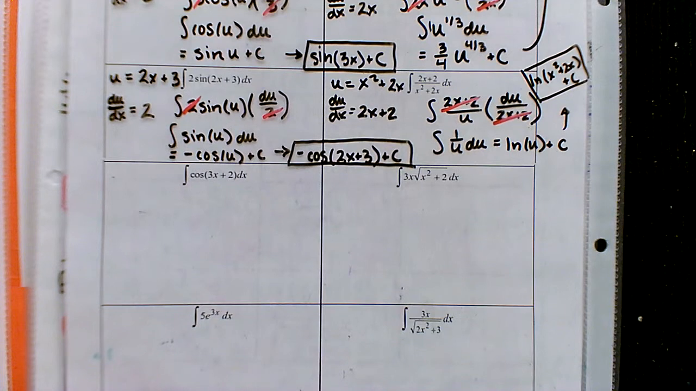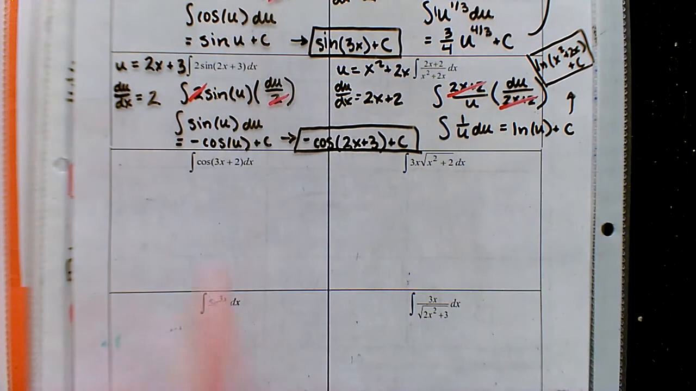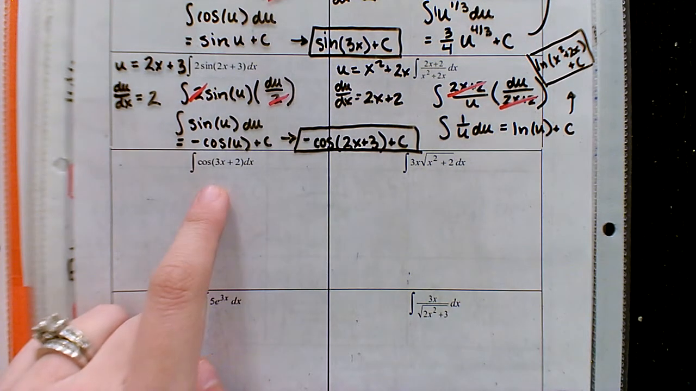Do you guys think you can try one on your own? Try the cosine one.